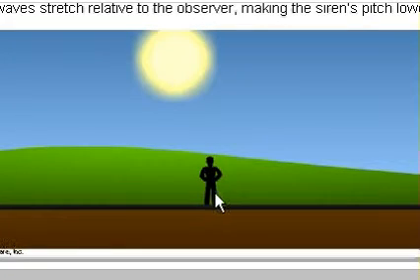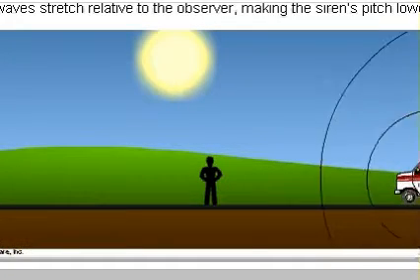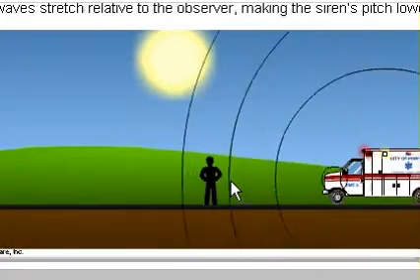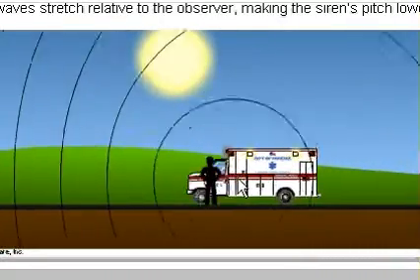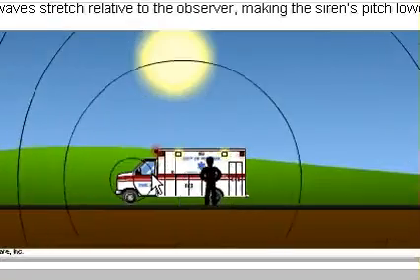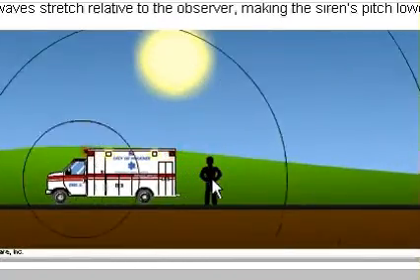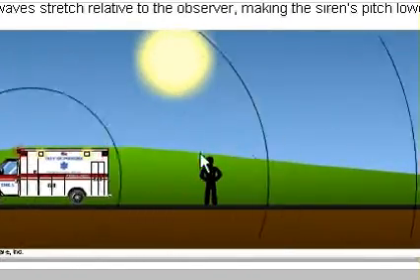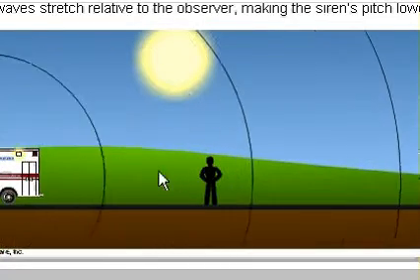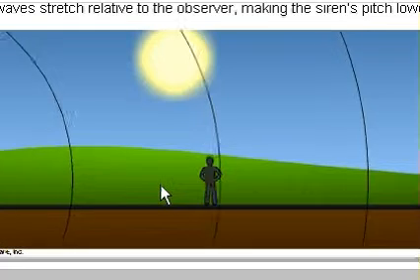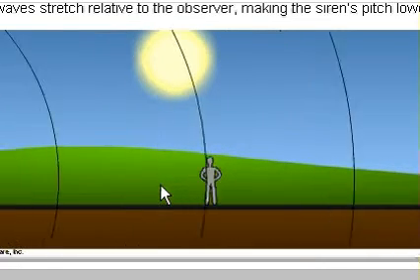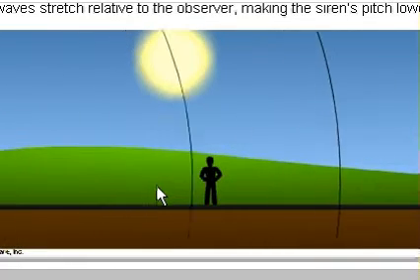Now see how rarely they hit him, how much more they're spread out now as the ambulance moves away from him. They were still being emitted at the same rate by the ambulance, but when the ambulance is moving towards him, those waves are getting scrunched up because they're being released progressively closer and closer to the one before as that ambulance is moving towards the person. But as the ambulance moves away, they're being released from further away. And this is the same principle by which light behaves.